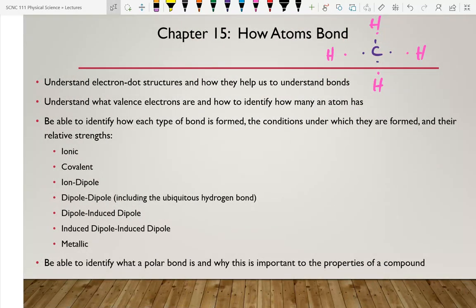I've talked about valence and electrons enough. I think you understand that that's important. So the valence electrons, the electrons that are in the outer shell, different types of bonds, ionic bonds. What's going on with the ionic bond?